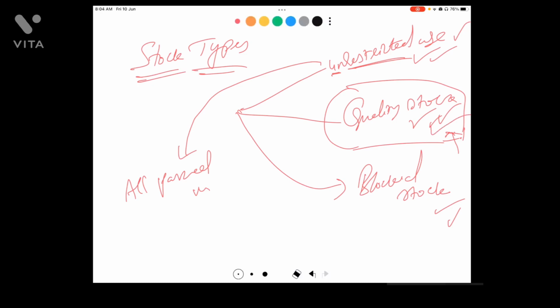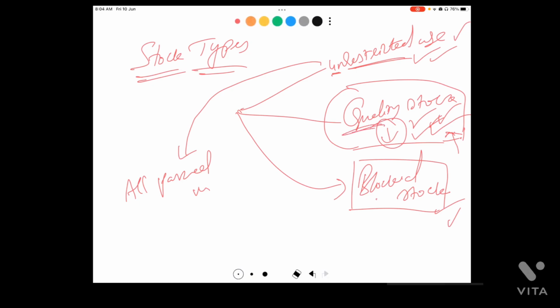So this quality stock is waiting for the quality check. You cannot sell it to the customer until it is quality passed. And blocked stock, I think you are already aware. If any stock is spoiled, damaged or cracked, or if it has not passed the ISO marks and the quality check has failed, we keep those stocks in the block stock.